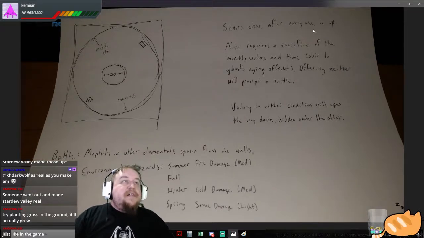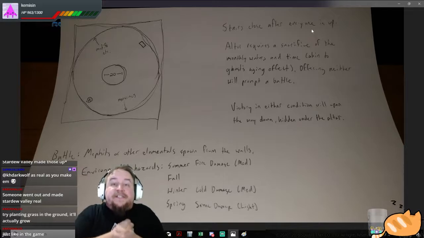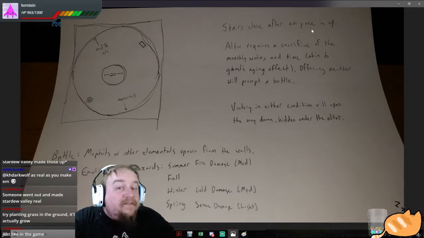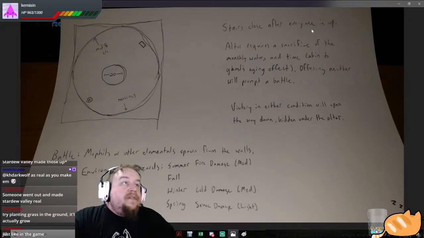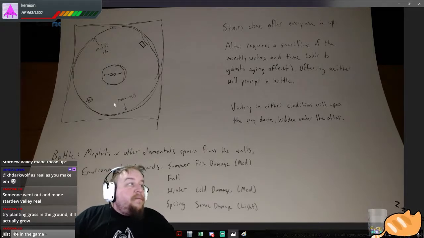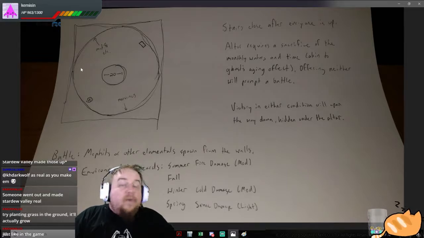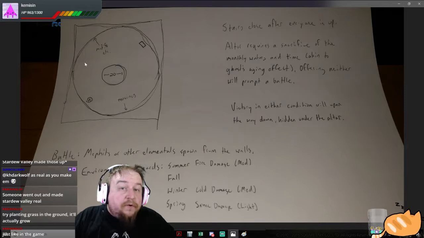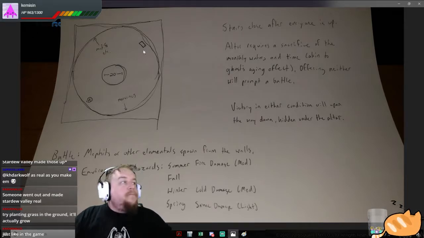Alright, so the stairs close after everyone is up. Everyone clenches up. They may or may not have already experienced battle. So all that's in here is the pillar and the other side. So you're forcing them to have to walk around and experience a little bit of the room. And this is going to be important. They're going to experience a little bit of the room, and then they say, oh, there's something else. There's an altar of some kind.